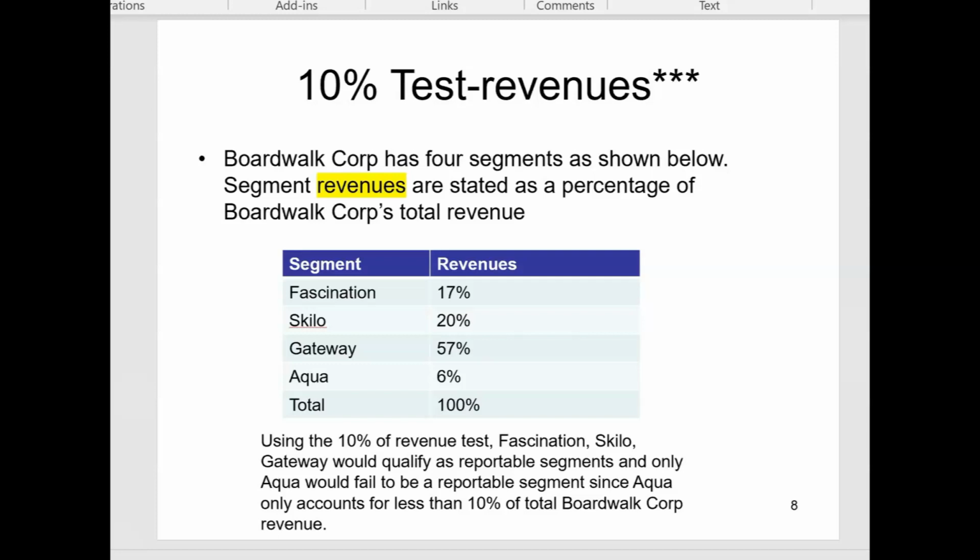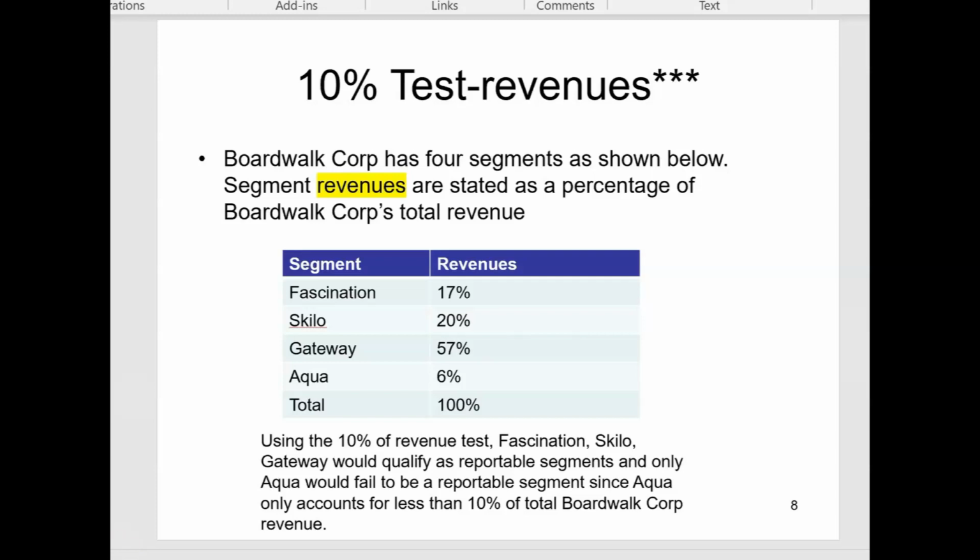Fortunately for Aqua, there's 2 more tests that we can give Aqua to see if they can get in the door. They failed the first test, but there is going to be an asset test and a profit and loss test to see if they can get in the door some other way. Maybe there's a side entrance into the building for Aqua because they can't come in through the revenue test, right? They're not a segment yet. So there's 2 more tests we can give Aqua. Now, the good news for those tests is that Fascination, Skillo, and Gateway, they don't have to pass those other 2 tests. They're already in the door as a reportable segment.